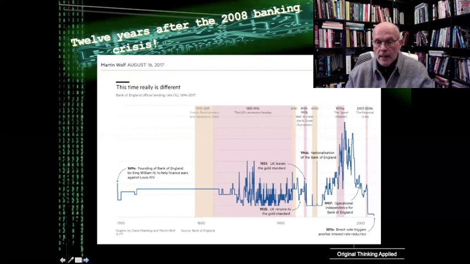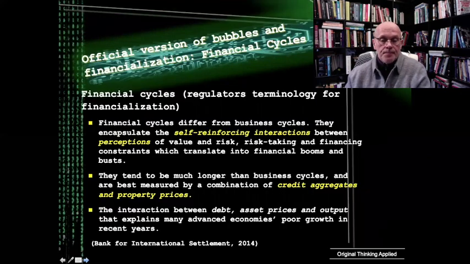But enough of that now. Let's move on to financial cycles. Now, you will have heard of business cycles because of business growth theory and so forth, but have you heard of financial cycles? Possibly not. And this is a statement from the Bank for International Settlements Report 2014.